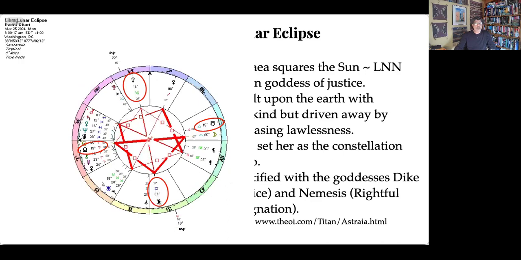What we have here is Ceres squaring Astraea, squaring the lunar nodes. Astraea lived upon the earth during the Golden Age, but she was driven away by lawlessness, and Zeus set her in the sky as the constellation Virgo. She's closely identified with the goddesses Dike, which is justice, and Nemesis, which is rightful indignation. And this is from the internet page of Theoi, which is a great site to learn about Greek mythology.